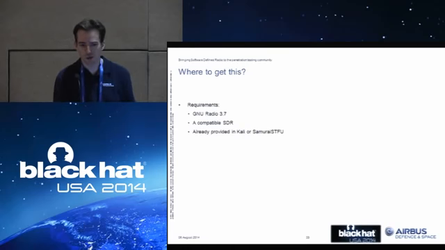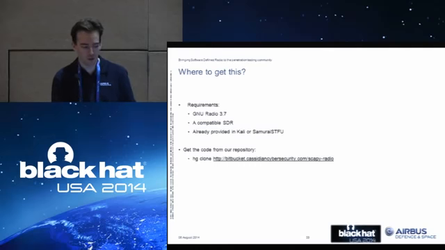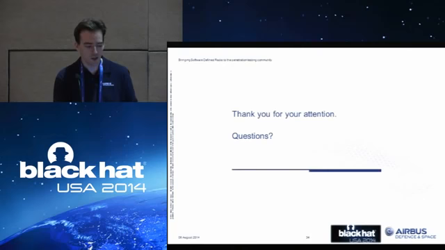GNU Radio 3.7 is already provided in Kali Linux or Samurai STFU, and you also need a compatible SDR, of course. Then you just grab the code from our Bitbucket repository. You go into the directory and launch install. You don't need to launch it as root. It will automatically sudo when it needs to, and that's all. You have all you need to be able to deal with that.